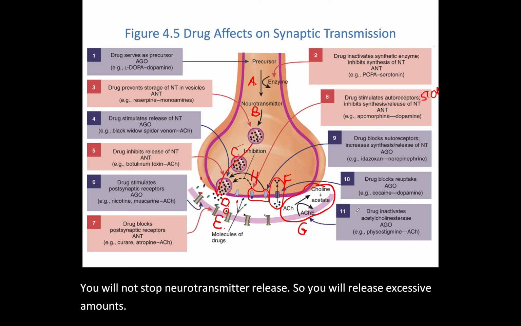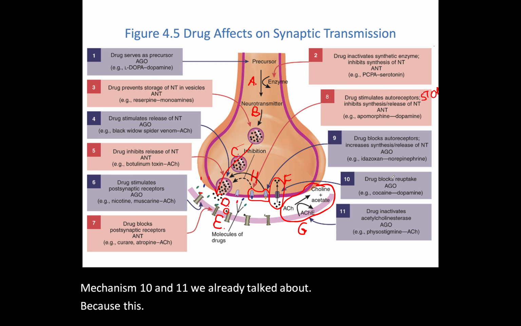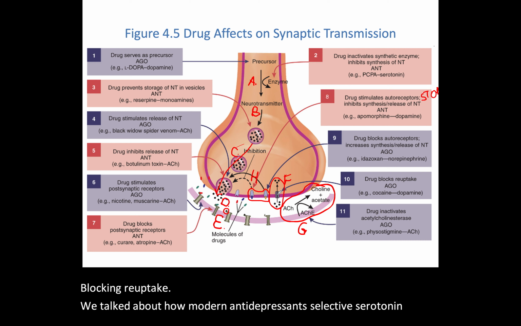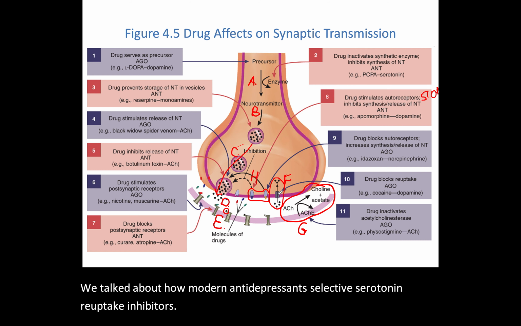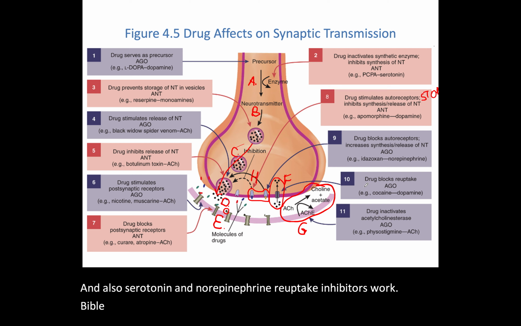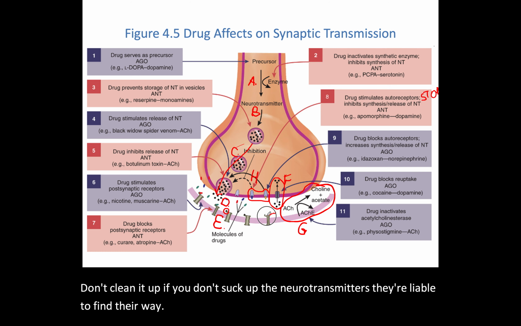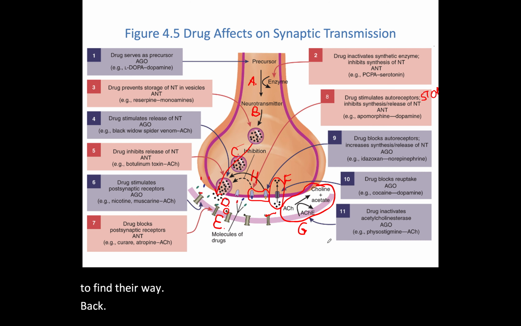Mechanism 10 and 11 we already talked about because mechanism 10 is blocking reuptake. We talked about how modern antidepressants, selective serotonin reuptake inhibitors, and also serotonin and norepinephrine reuptake inhibitors work by blocking or inhibiting reuptake. If you don't clean it up, if you don't suck up the neurotransmitters, they're liable to find their way back to the receptor and re-stimulate.